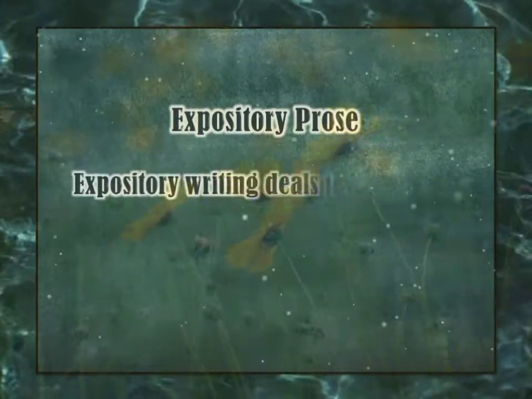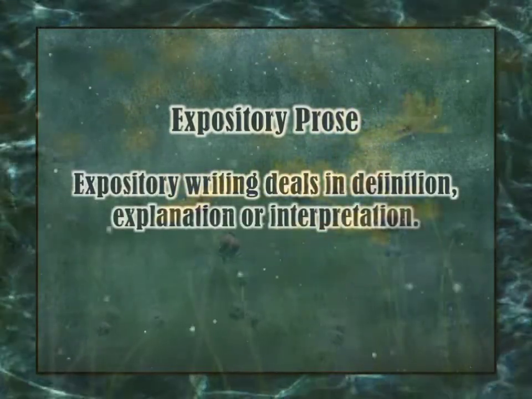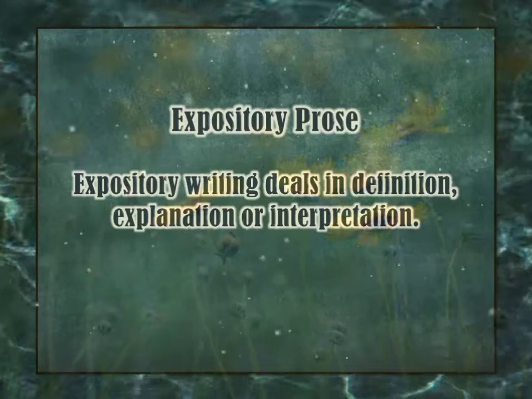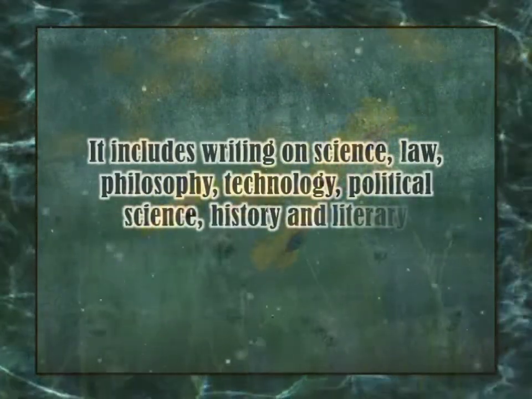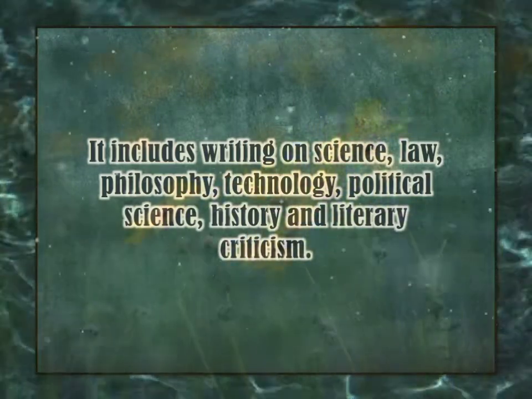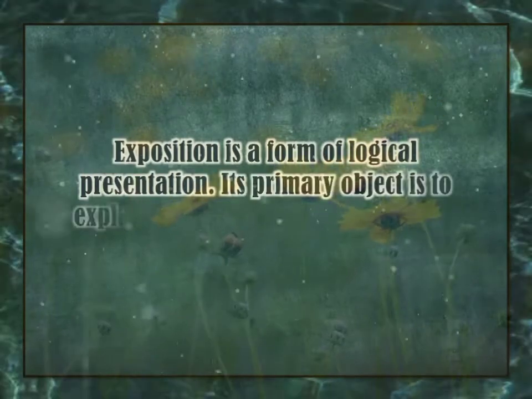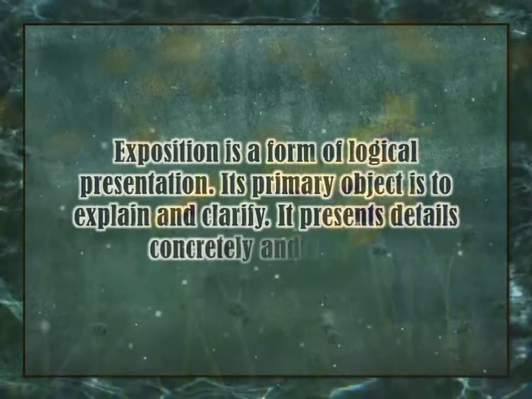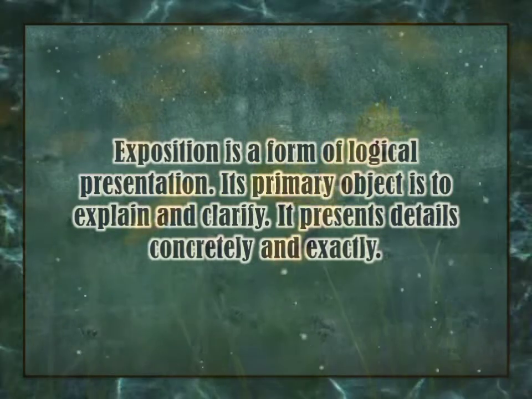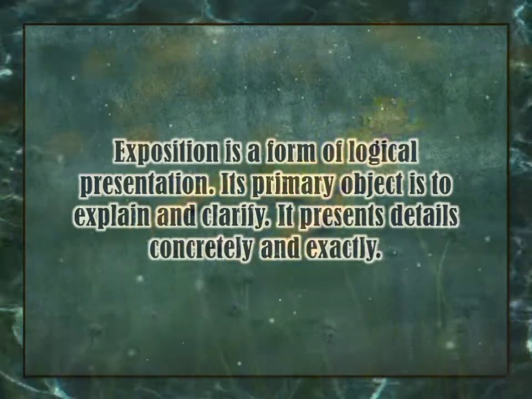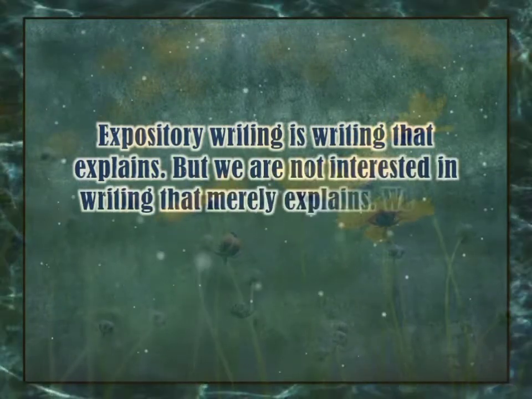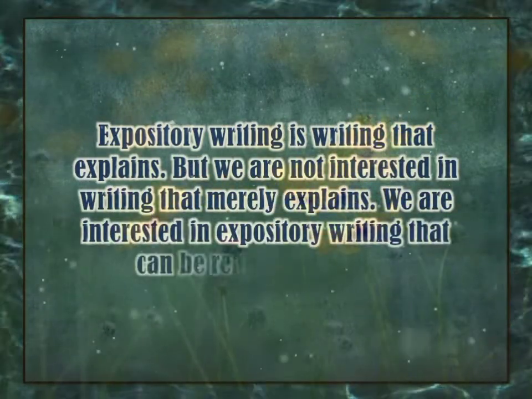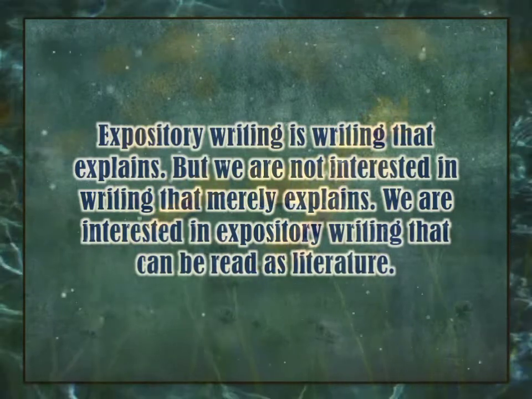Expository prose. Expository writing deals in definition, explanation or interpretation. It includes writing on science, law, philosophy, technology, political science, history and literary criticism. Exposition is a form of logical presentation. Its primary object is to explain and clarify. It presents details concretely and exactly. Expository writing is writing that explains, but we are not interested in writing that merely explains. We are interested in expository writing that can be read as literature.